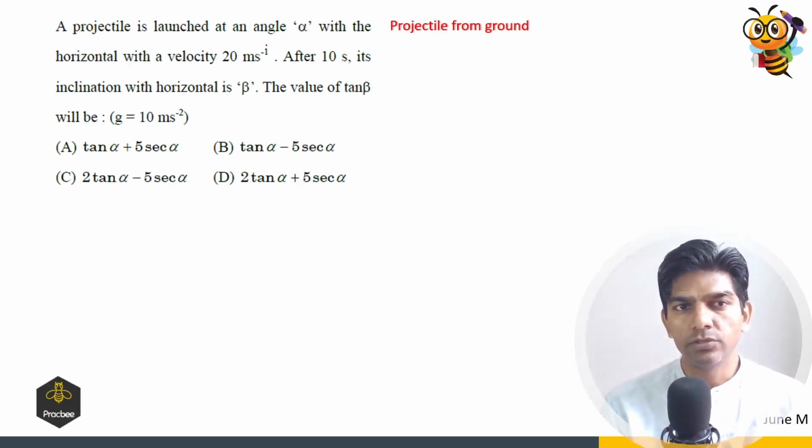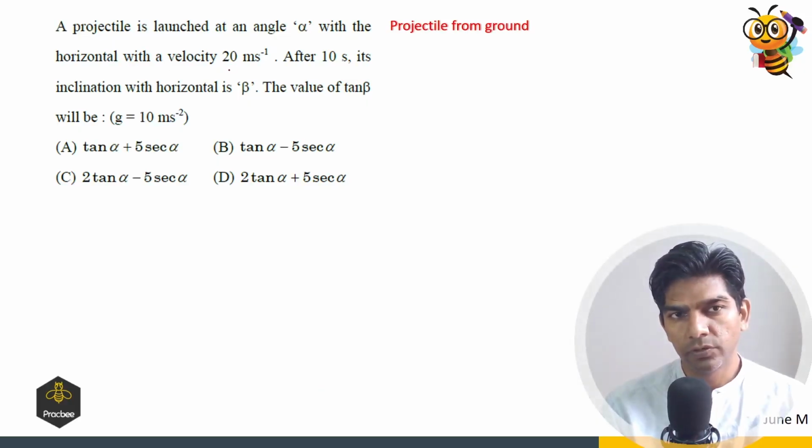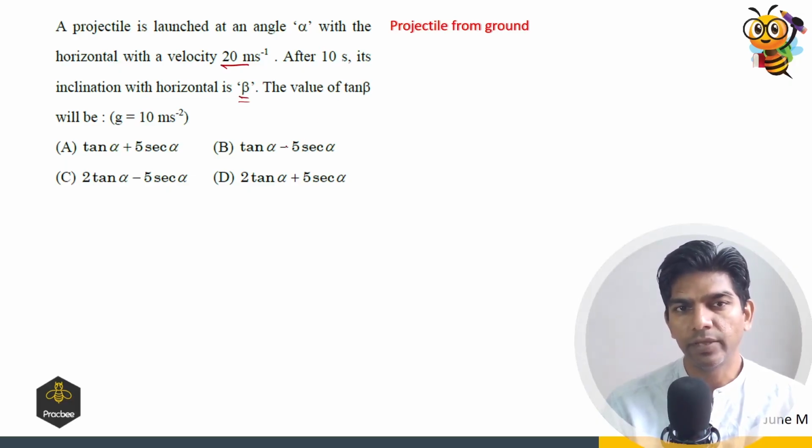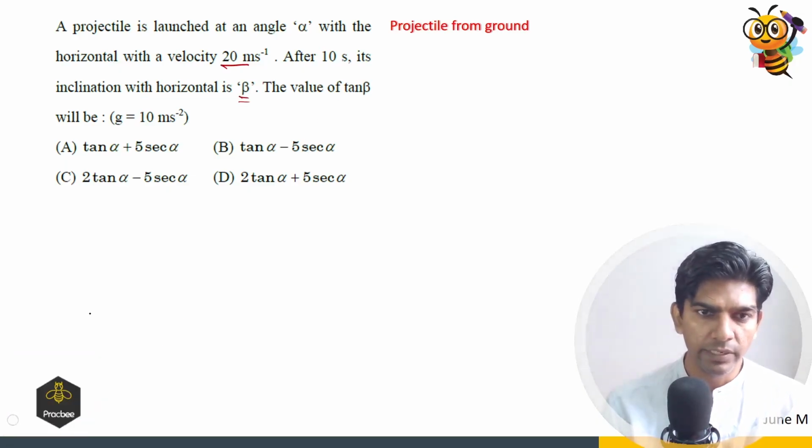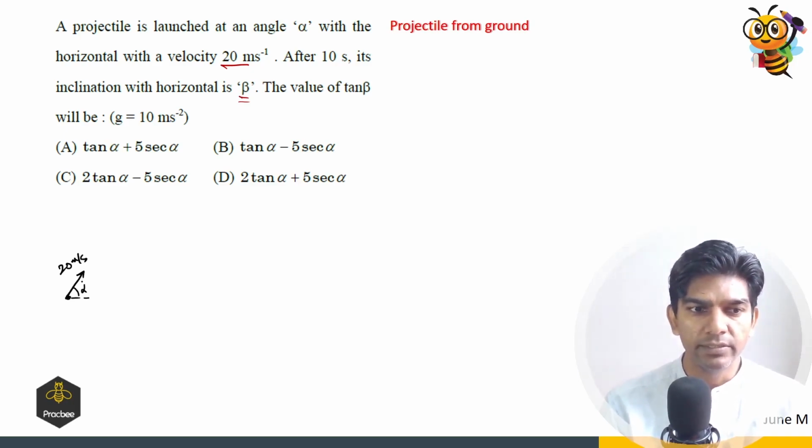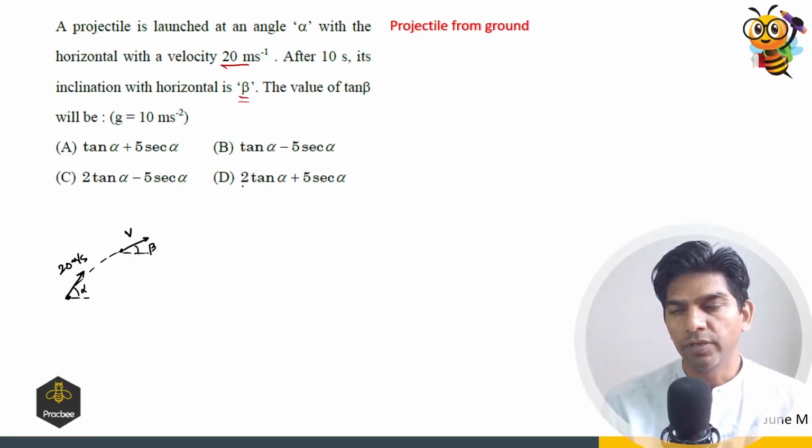A projectile is launched at an angle alpha with the horizontal with a velocity of 20 meters per second. After 10 seconds, its inclination with the horizontal is beta. The value of tan beta will be, right? So let us see. We have launched a projectile with an initial speed of 20 meters per second at an angle alpha. And after 10 seconds, its inclination becomes beta. So this becomes beta and the velocity becomes v. So we have to find tan beta.